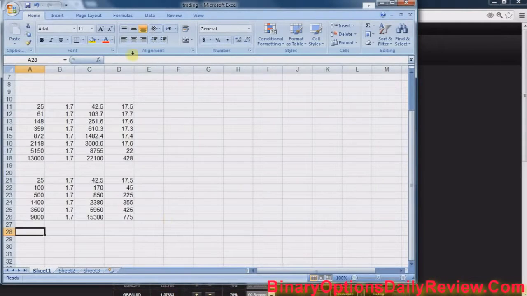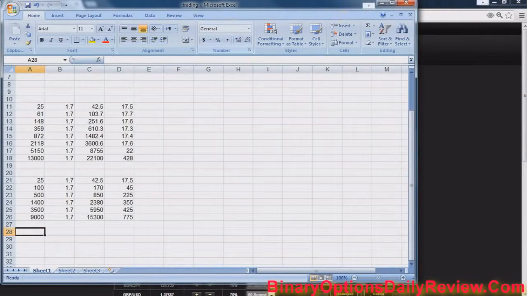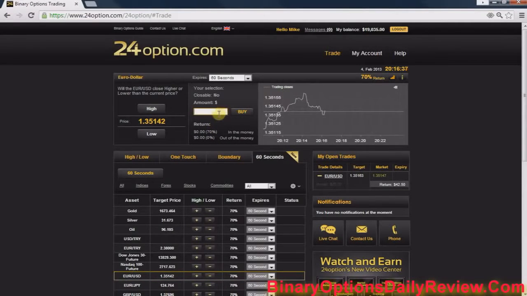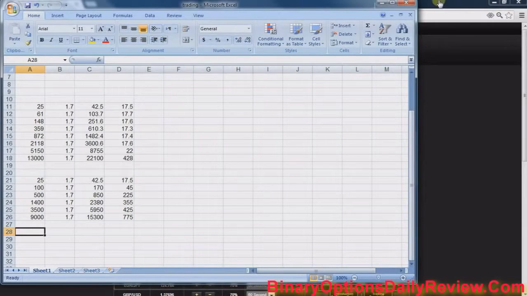I'm always going to look at my Excel sheet and see what values I need to invest in order to win back the amount of money from previous lost trades if I do lose a trade. There are several variants on this technique that we can change up here in 24 options, because it allows us to really choose the amount that we're going to invest. Sometimes I like to make a certain profit on my trades. I'd like for it to be consistent.